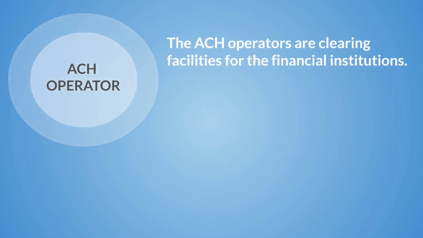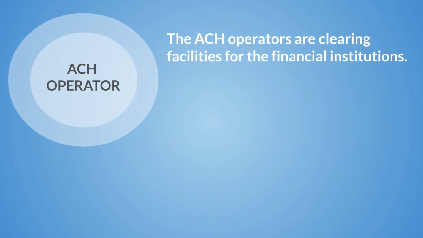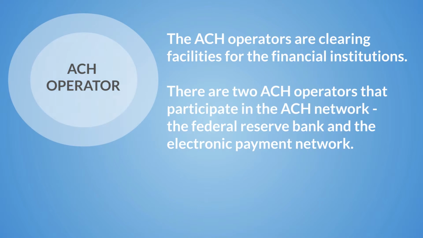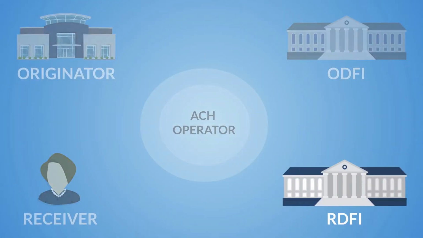The ACH operators are clearing facilities for the financial institutions. There are two ACH operators that participate in the ACH network: the Federal Reserve Bank and the Electronic Payment Network. Although both can be involved in a transaction, the main ACH operator is the Federal Reserve Bank.